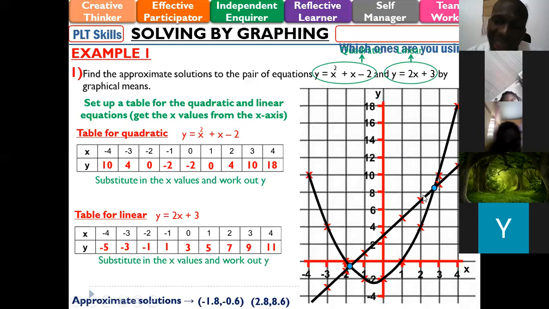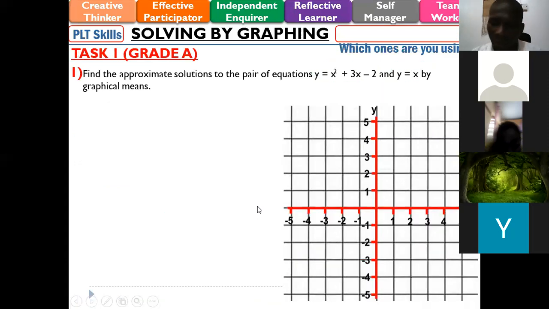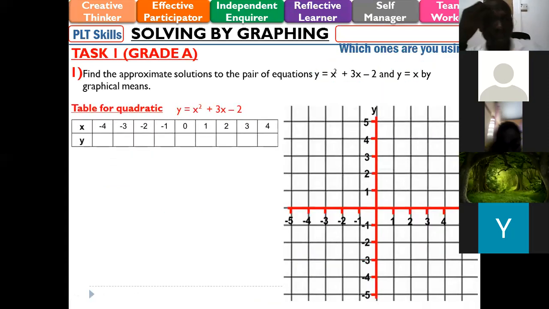Then you go to the second intersect. Second intersect, you trace it to the y-axis, which is about 8.6. And also you trace it down on the x-axis to give you 2.8. Okay. Now consider the next example.